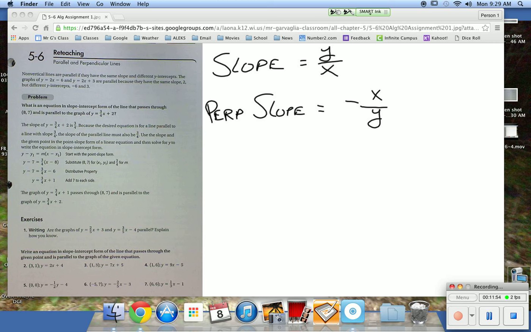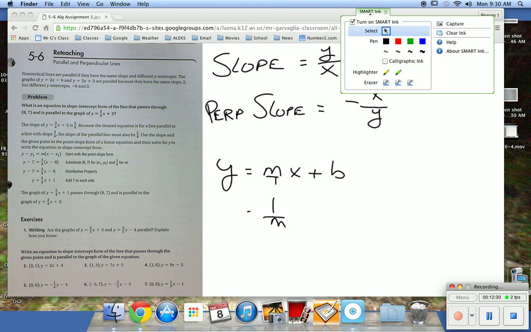Y equals mx plus b. What is my perpendicular slope to that? 1 over m, because this is really m over 1, right? And I make it a negative. Invert it and make it negative. Then it would go positive. Yeah, obviously, yes. All right, let's do a couple examples like that.